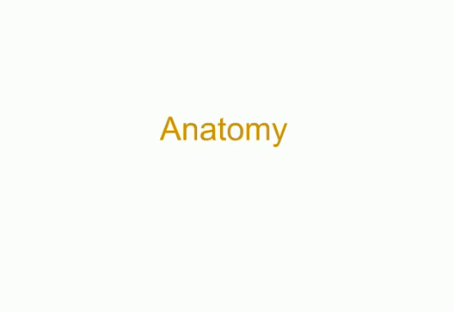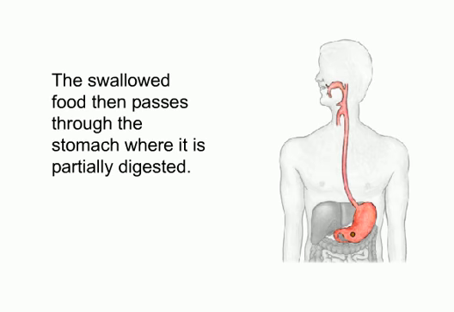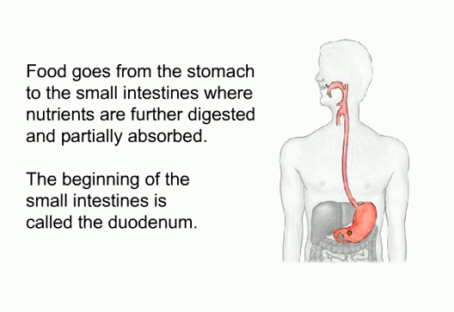Anatomy. The digestive system helps the body digest and absorb the food we eat. Swallowed food goes through the esophagus, the feeding tube. The swallowed food then passes through the stomach where it is partially digested. Food goes from the stomach to the small intestines where nutrients are further digested and partially absorbed. The beginning of the small intestines is called the duodenum.